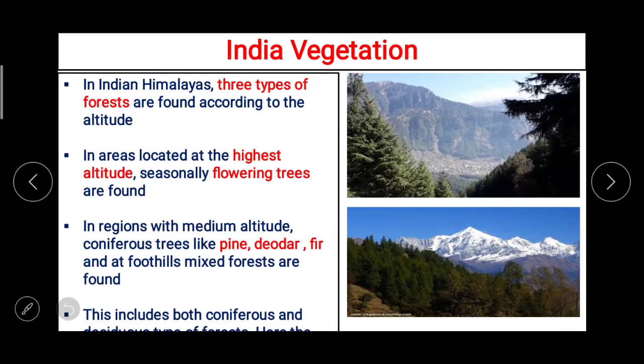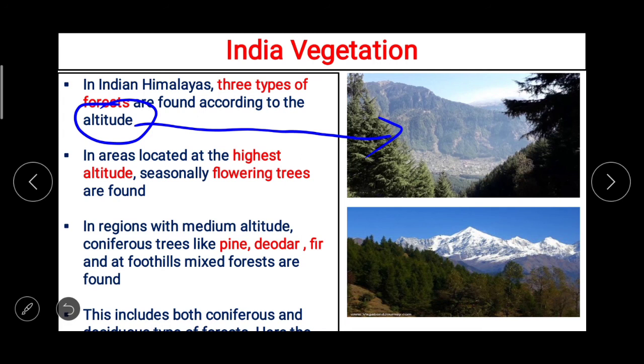Next thing, in Indian Himalayas, 3 type of forests are found according to the altitude. Because we are talking here about the Himalaya, altitude change होता जाता है, नीचे से ऊपर, ऊपर से ऊपर, ऊपर से ऊपर, जैसे हाइट बढ़ती जाएगी according to that.